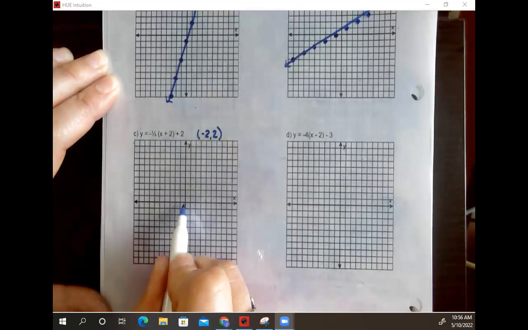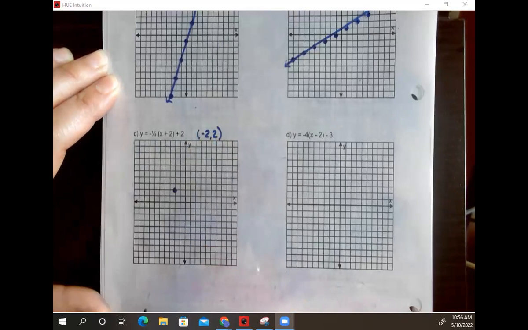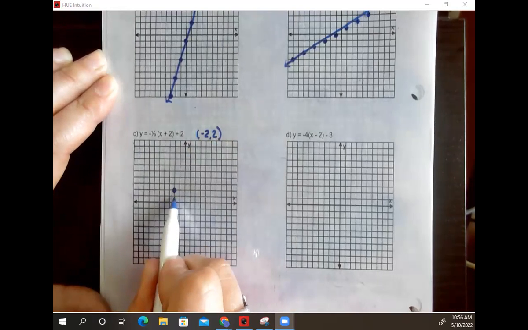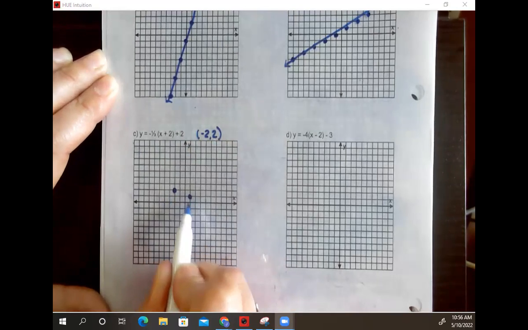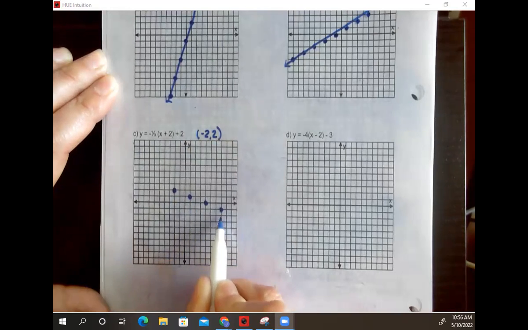I'm going to plot that first, -2, 2. And my slope is -1/3 here. So that means I'm going down 1, forward 3. We talked about this last time with our slope. The rise could be up or down, but we always move forward. So this tells me down 1, forward 1, 2, 3, and I repeat that pattern.